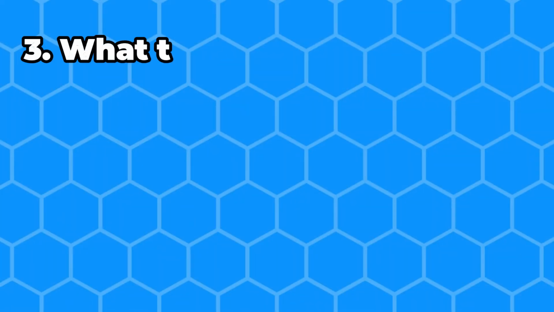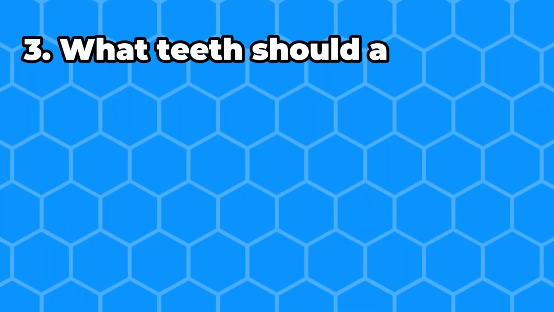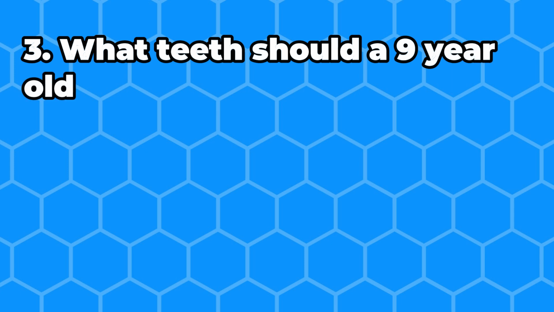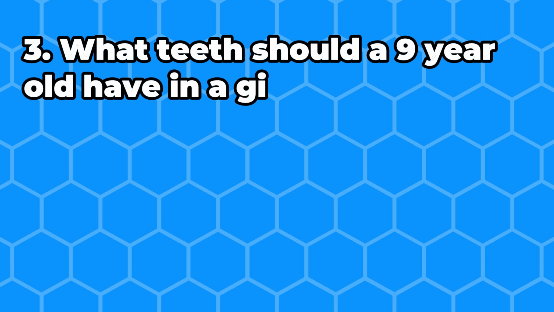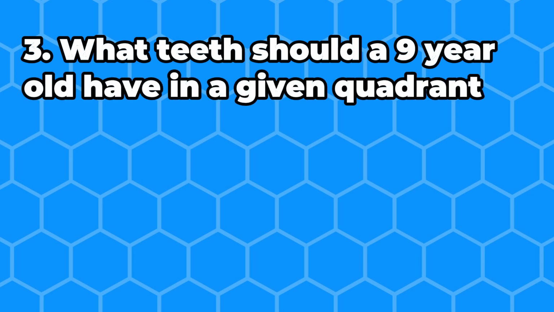Nice, we'll move on to our next question, which is going to be about eruption dates, the primary and the mixed dentition. And the question is, what teeth should a 9-year-old have in a given quadrant? So this is also a really common question. It's something that you kind of just have to learn and kind of know, particularly for exams, because they always get asked and it's always guaranteed points for the exam.